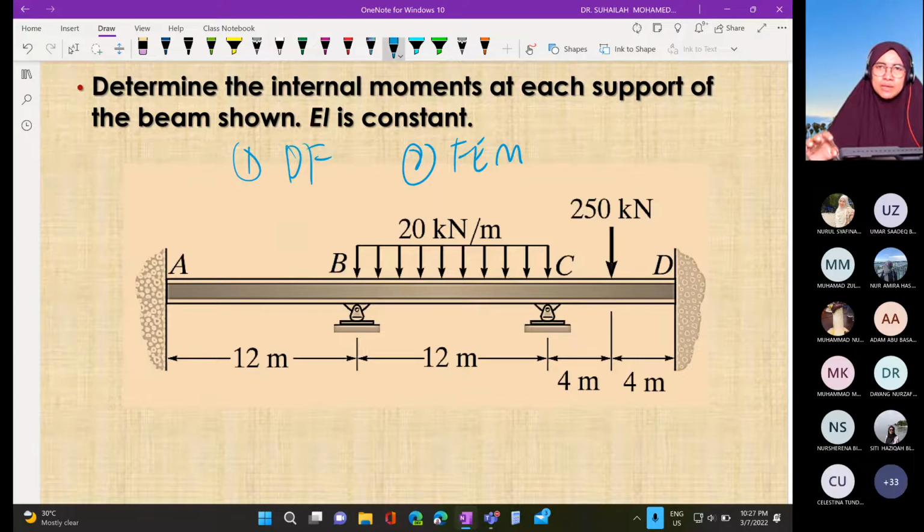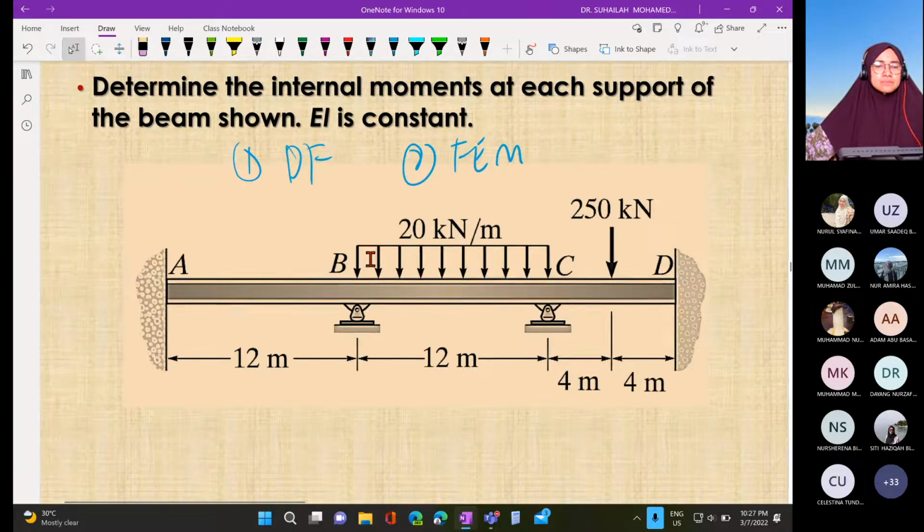Distribution factor, in order to get distribution factor, we have to calculate stiffness factor first, member stiffness factor. We use formula 4EI over L and 3EI over L depending on far end condition. Okay, lepas tu we get distribution factor by using formula K divided by total K. Lepas tu fixed end moment. Fixed end moment ada two types. One is due to external loading. Another one is due to delta. So in this case, there is no support settlement. So we can calculate the internal moment using one table only.